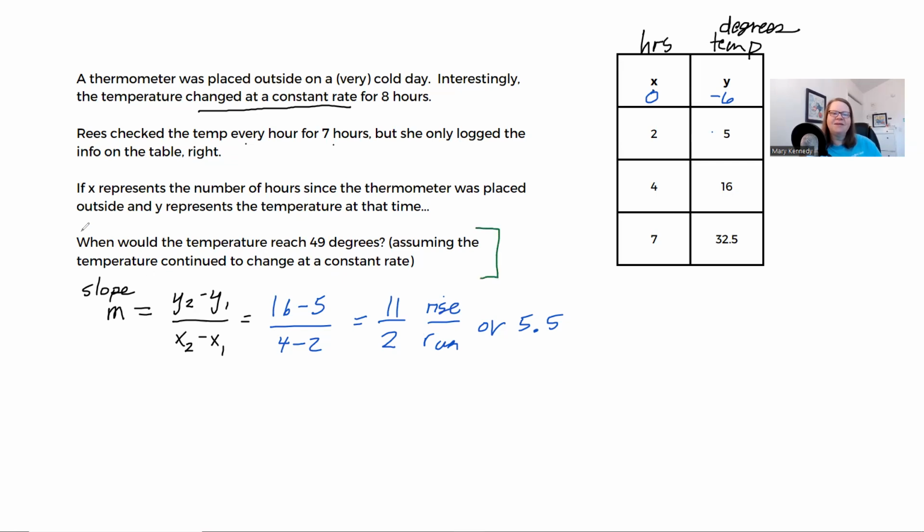Okay, so now the question is, when would the temperature reach 49 degrees? Assuming the temperature continued to change at a constant rate. So we're going with that idea that, this crazy day, the temperature just rose steadily, the same amount every single hour for 8 hours. Now this is saying if it continued. So it might take longer than that to get to 49 degrees. After 7 hours, we're at 32.5. To get to 49 degrees, we're trying to figure out when that would happen.